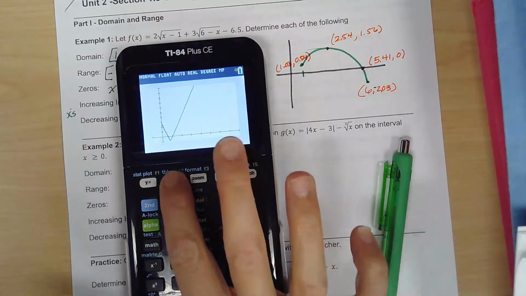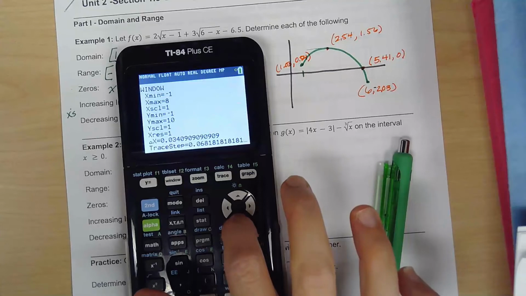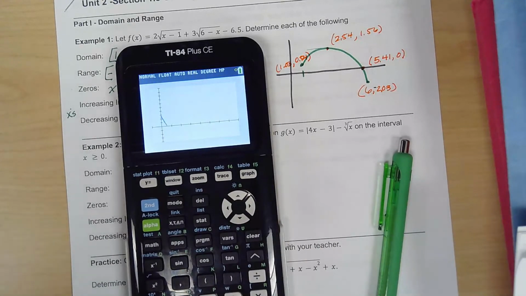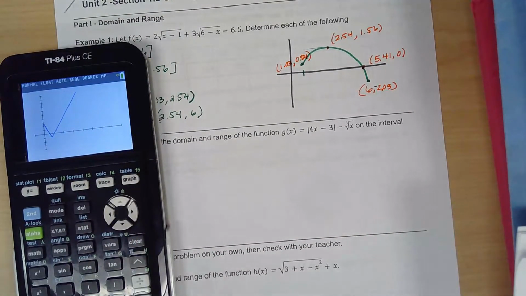So I'm going to go back to window. My y minimum, I'm going to make that -4. And again, you can adjust this. There's not necessarily one correct window. It's just kind of your preference. All right, so we have this graph. Let's go ahead and sketch that graph like we did last time.